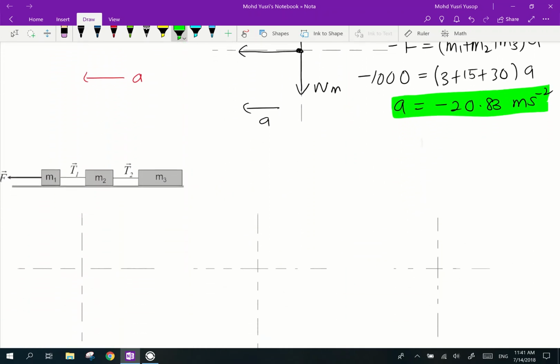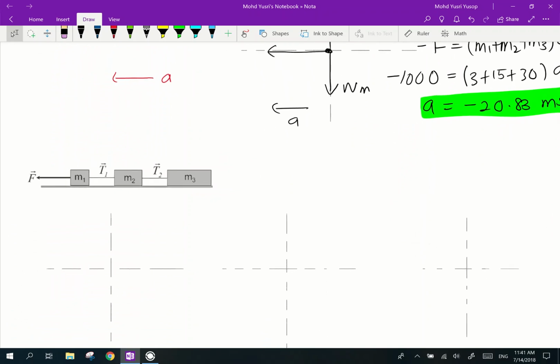For question B, calculate T1 and T2. In this case, we need to consider mass 1, mass 2, and mass 3 as different systems. So mass 1 satu sistem, mass 2 sistem yang lain, dan mass 3 juga sistem yang lain. Kita tengok di sini pada mass 1 kita ada normal force 1, weight 1 dan juga tension 1. Pada mass 2 kita ada tension 1, weight 2, normal force 2 dan juga tension 2. Pada mass 3 kita ada weight 3, normal force 3, tension 2 dan tak ada apa-apa dekat belakang ni.